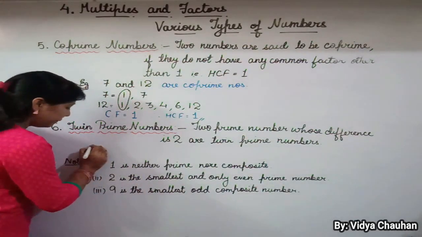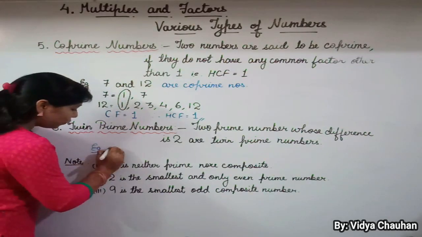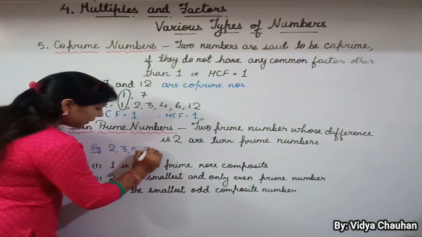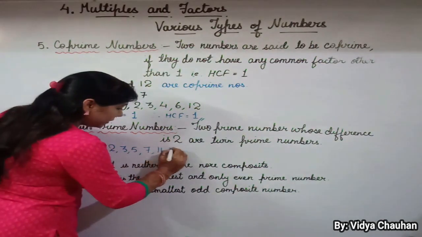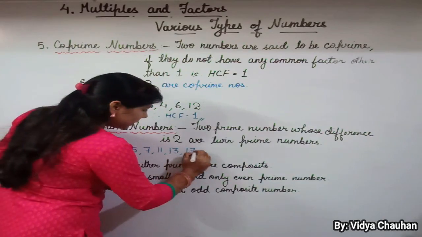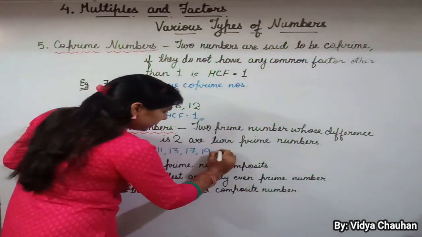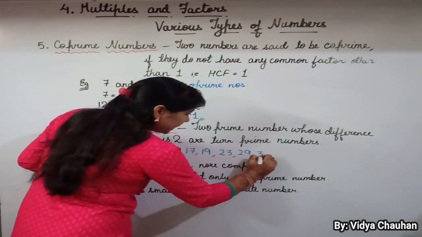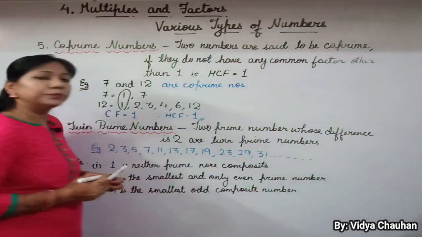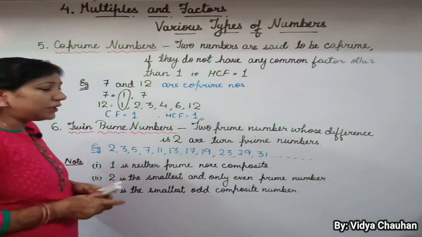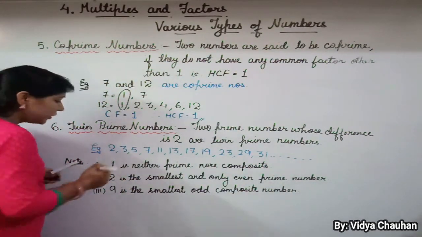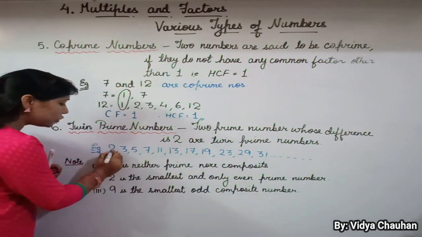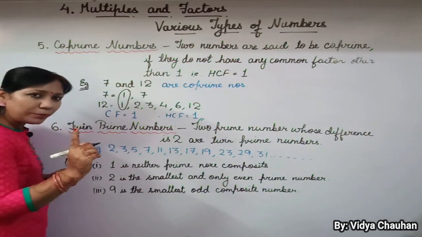For example, if I write the prime numbers starting with 2, the prime numbers are 2, 3, 5, 7, 11, 13, 17, 19, 23, 29, 31 and so on. Now let us find out the difference between every prime number. What is the difference between 2 and 3? The difference is only 1. That means these two are not twin primes.